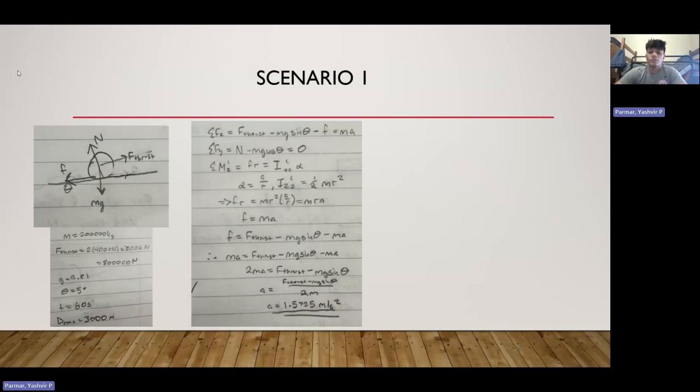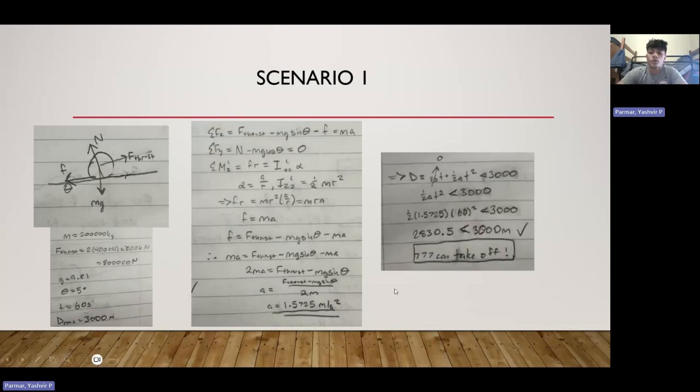With these givens, plugging these values into the moment about the z-axis equation, we can deduce that friction equals mass times acceleration, which we can then plug back into the sum of the forces in the x direction. And from there, we can solve for acceleration, to which we find the value to be 1.5725 meters per second squared.